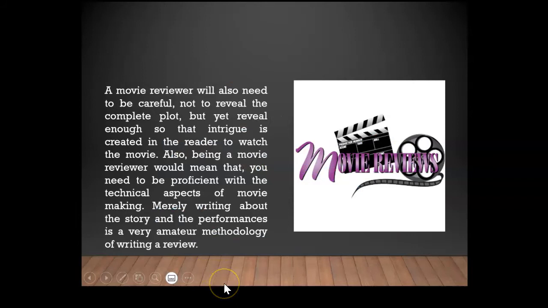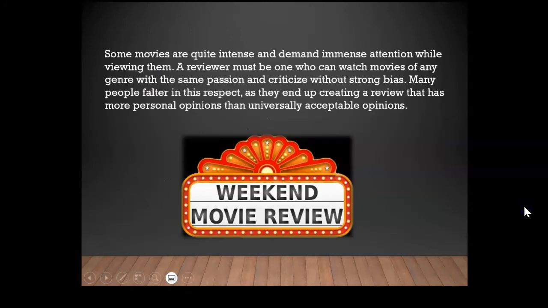A movie reviewer also needs to be careful not to reveal a complete plot, yet reveal enough to intrigue the reader who might watch the movie. Also, being a movie reviewer means you need to be proficient with technical aspects of movie making. You need to know the terms. Merely writing about the story and the performances is a very amateur methodology of writing reviews. So you need to talk about lighting, cinematography, everything else, not just whether or not you like the plot and if you thought the acting was convincing.